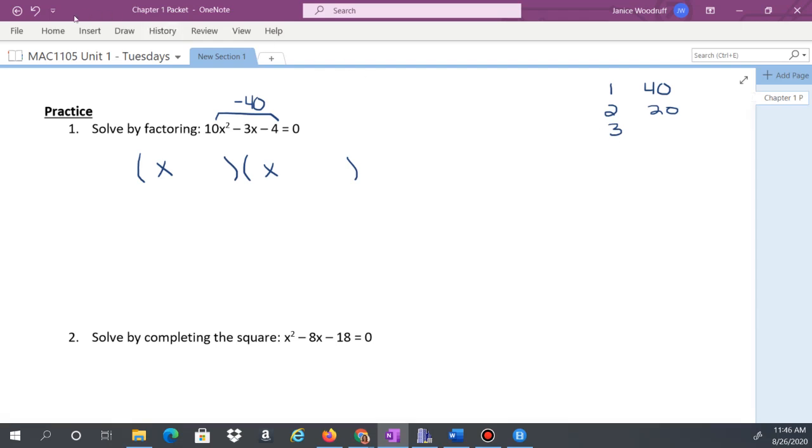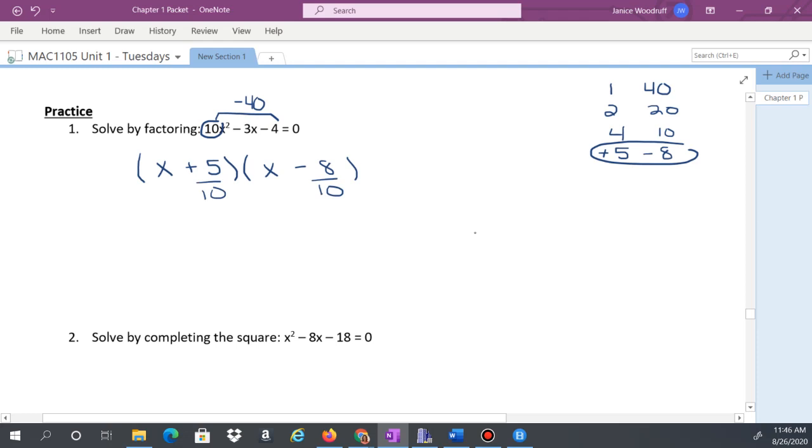3 doesn't go in. 4 and 10. 5 and 8. Right? So 5 minus 8 would give me a negative 3. So I'm going to put plus 5 minus 8. And then my mistake method, I have a 10 in front of the x. So take the 10, put it underneath your two numbers, and simplify. Since I'm solving here, I actually don't have to move the bottom number.